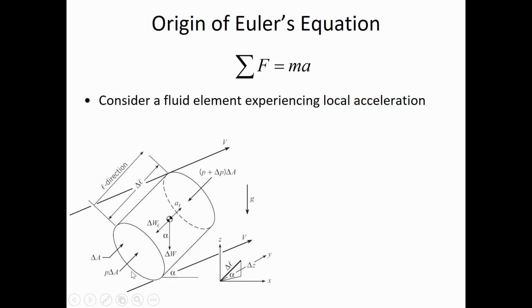P times A is a force. And so there's a force pushing this way. There's a force that's opposing it on the outside of that fluid element, and the force is different because the pressure is different. And the difference in pressure can be attributed to the acceleration that it's experiencing.